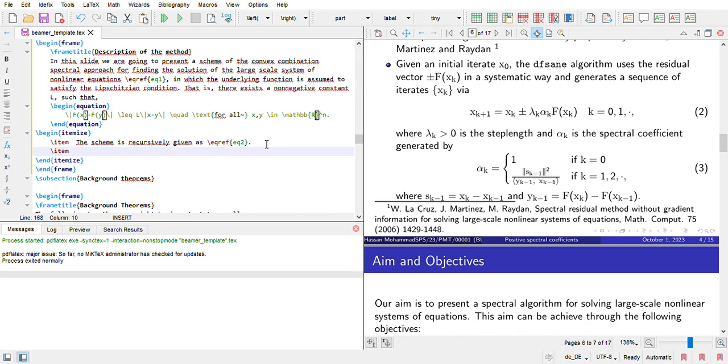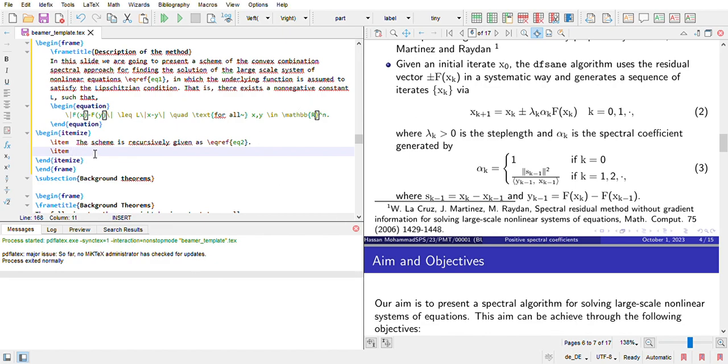So you see we have lambda and we have alpha. So lambda k we say is the step length, then alpha k is the spectral coefficient. Let's first of all start with it. The spectral coefficient alpha k is a convex combination of two spectral coefficients, defined by that.